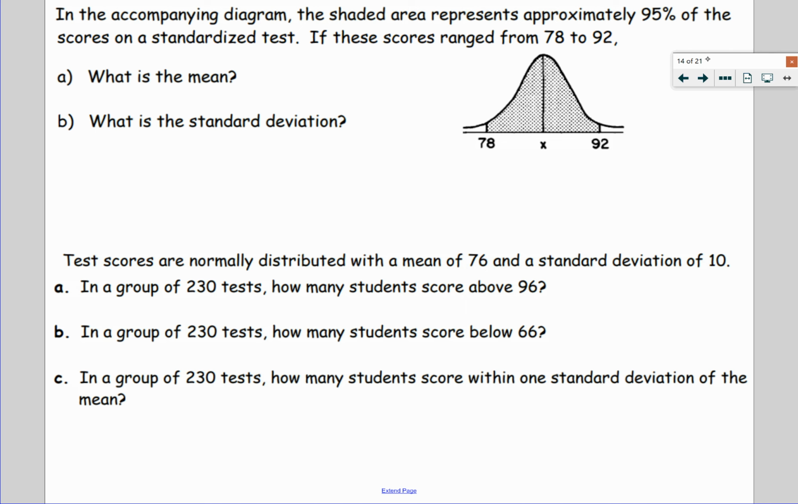How about you guys try to do that top one on your own? The little graphic there. In the accompanying diagram, the shaded area represents 95% of the scores on the standardized test. If the scores range from 78 to 92, what's the mean and what's the standard deviation? So you can work backwards on that one.